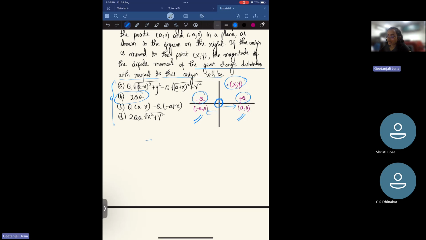And the dipole moment is nothing but the summation of q_i r_i prime for i from 1 to 2. For the q charge, this is q a i cap, and for minus q, it will be minus q times minus a, so this will be plus q a i cap. That's why the answer will be 2qa i cap. So you can see how easily you got the answer, right?